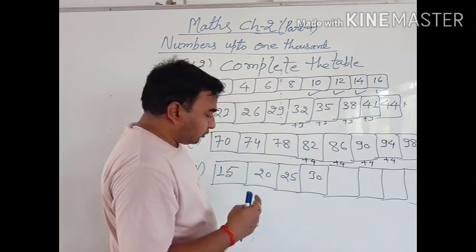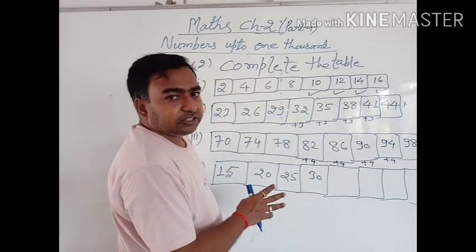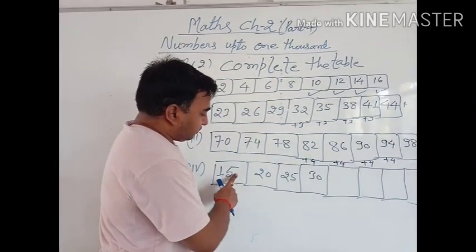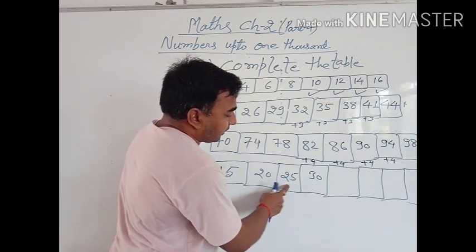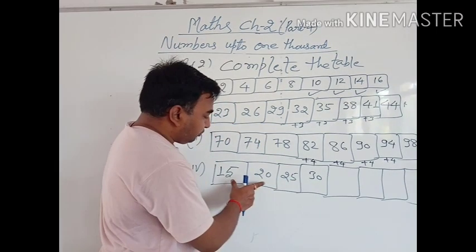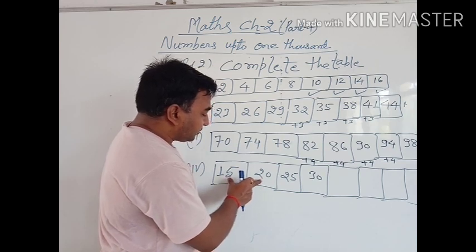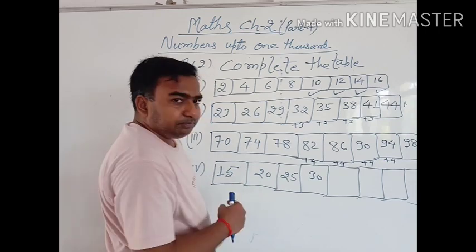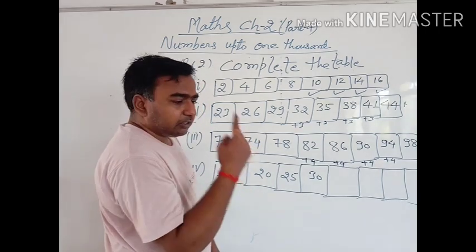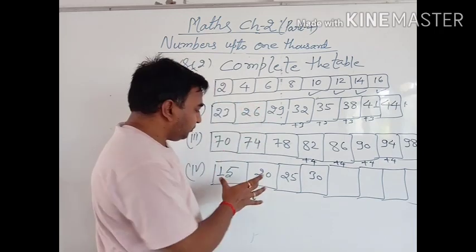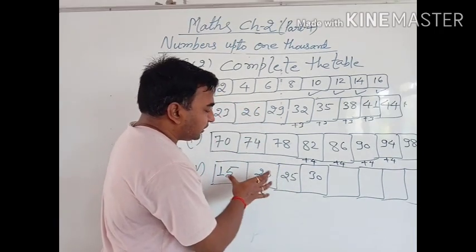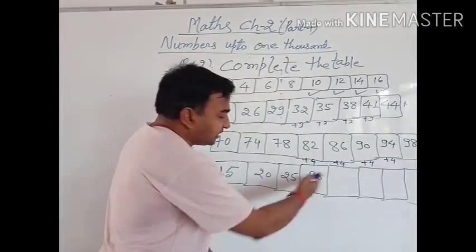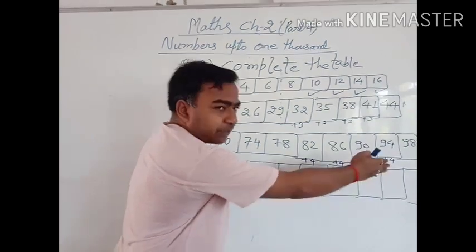These numbers also follow some special pattern. We have to follow the pattern to find the next 4 numbers. 15, 20, 25, 30. First we find the difference between the first two numbers, 20 and 15. It is 5: 16, 17, 18, 19, 20. It means the difference between each number is 5. So this is increasing order. We have to add 5.